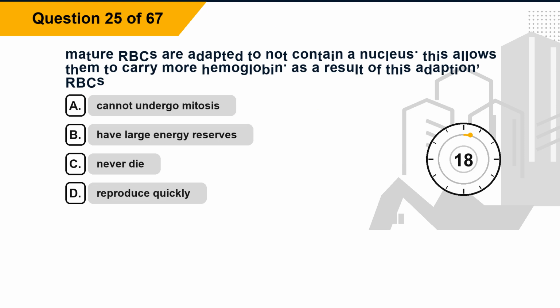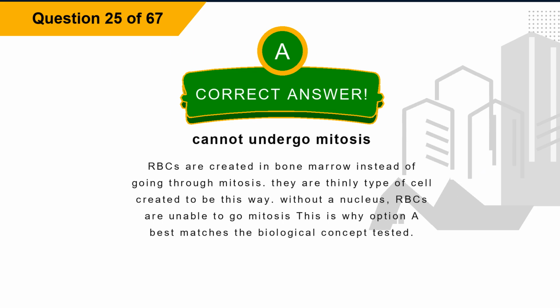Question 25. Mature RBCs are adapted to not contain a nucleus. This allows them to carry more hemoglobin. As a result of this adaptation, RBCs: Option A, cannot undergo mitosis. Option B, have large energy reserves. Option C, never die. Option D, reproduce quickly. The correct answer is option A, cannot undergo mitosis. Explanation: RBCs are created in bone marrow instead of going through mitosis. They are a type of cell created to be this way. Without a nucleus, RBCs are unable to undergo mitosis. This is why option A best matches the biological concept tested.